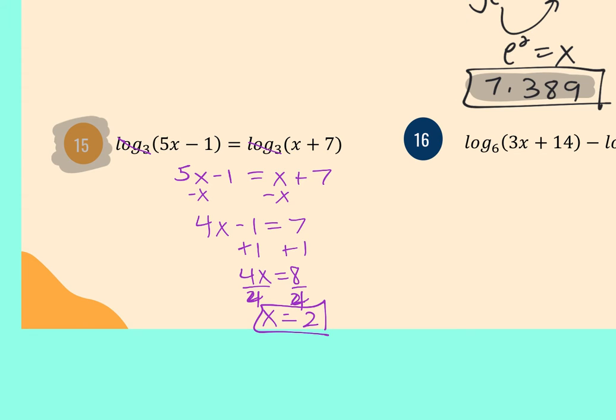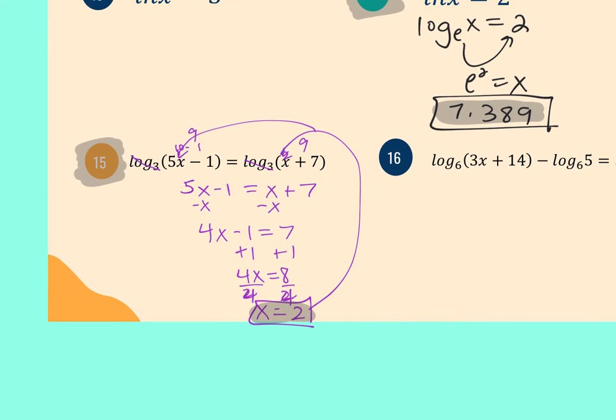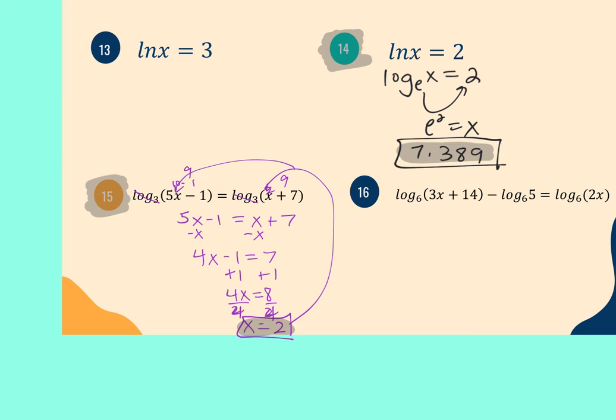We need to check this, though, right? So we plug it back in here and here, making sure that what's in the parentheses is going to be greater than 0. So if I plug in the 2 here, I'd get 10 minus 1, which is 9. That's fine. Plug in the 2 here, I get 9, and that's fine. So again, you keep that answer. Every time the original equation starts with a log. So not when they're exponential, not when it's like e to the x, but if they have a log or an ln, because ln is log.